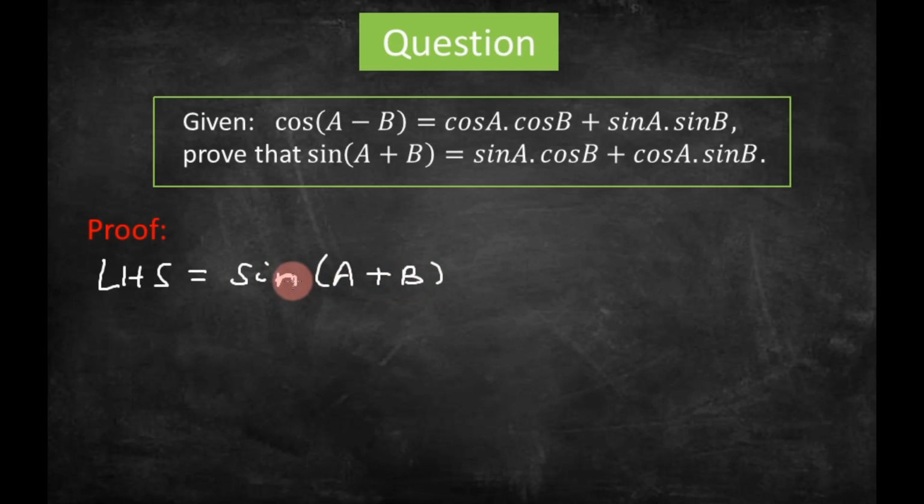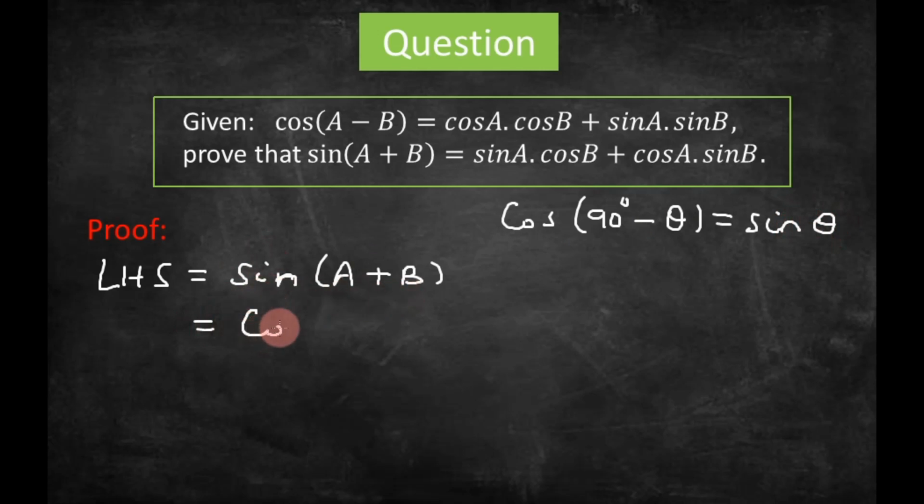So the sine of a plus b. And we're going to use co-ratios. Recall that the cos of 90 degrees minus theta is a sine of theta. So we're going to rewrite the sine of a plus b as the cos of 90 degrees minus a plus b. In this case, a plus b takes the place of theta. So the cos of 90 degrees minus theta is a sine of theta.